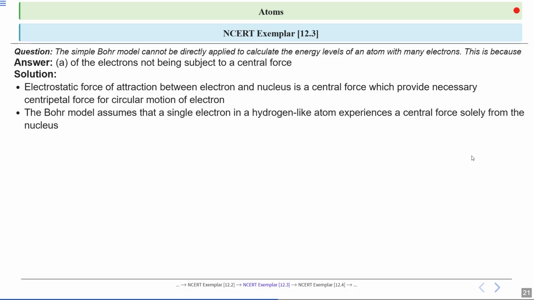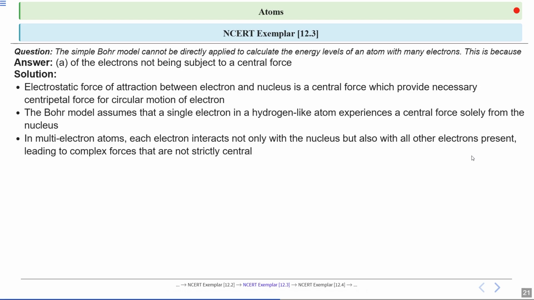Now the Bohr model works well for hydrogen, which has only one electron. In this case, the electron feels a force only from the nucleus, so it's a simple central force situation. The model assumes that the electron's motion is determined only by this attraction to the nucleus, with no other complications.